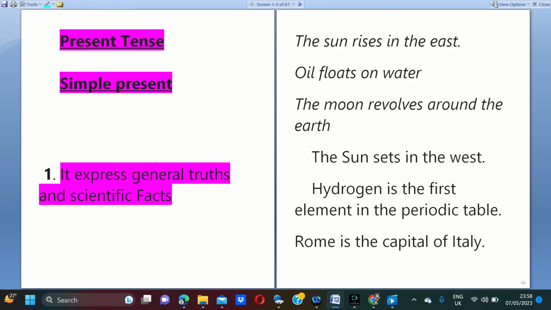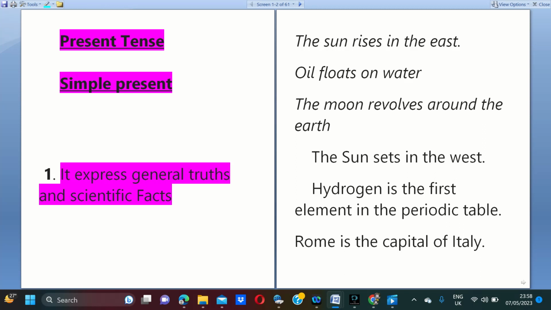Opinion varies from person to person. But we can't change a fact from person to person. Fact is universal. It is applicable to all. It is the same for all.